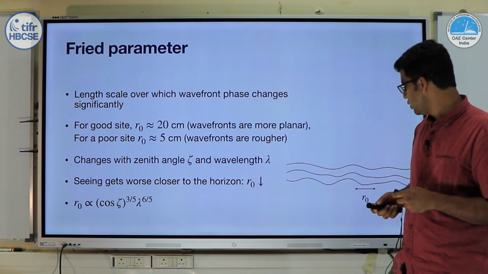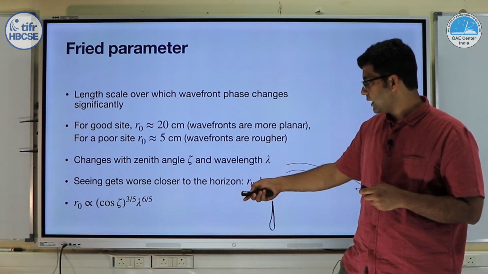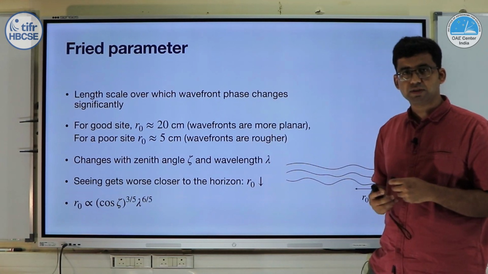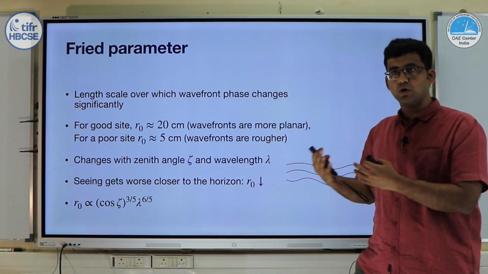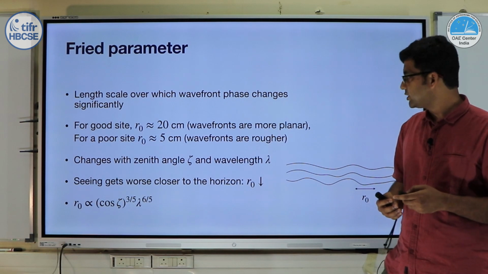going to become smaller. To be specific, R0 changes as cos zeta raised to the 3/5 power and lambda, the wavelength, raised to the 6/5 power. We will not talk about where these indices come from. They come from the Kolmogorov theory of turbulence, which we can talk about in a more advanced lecture.